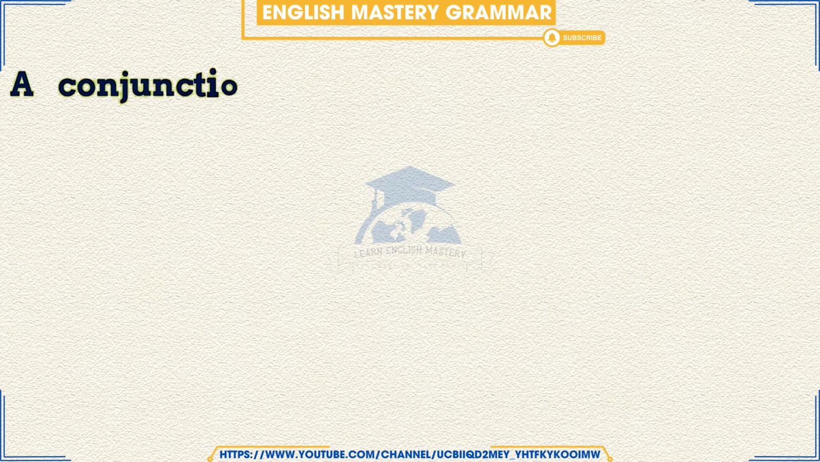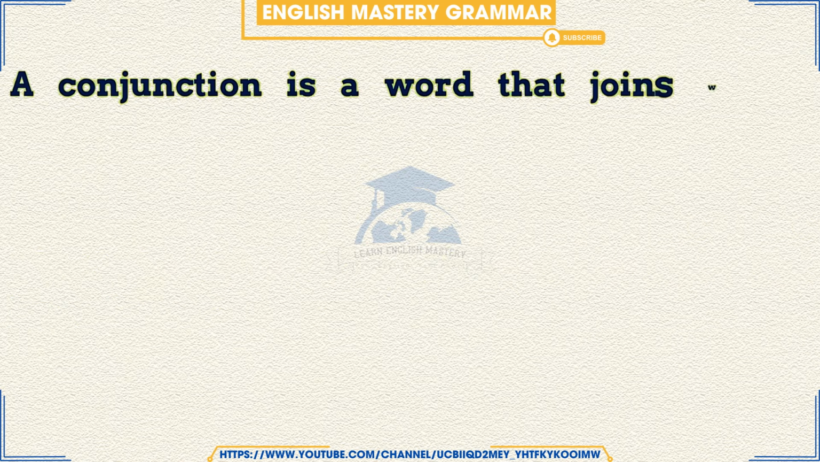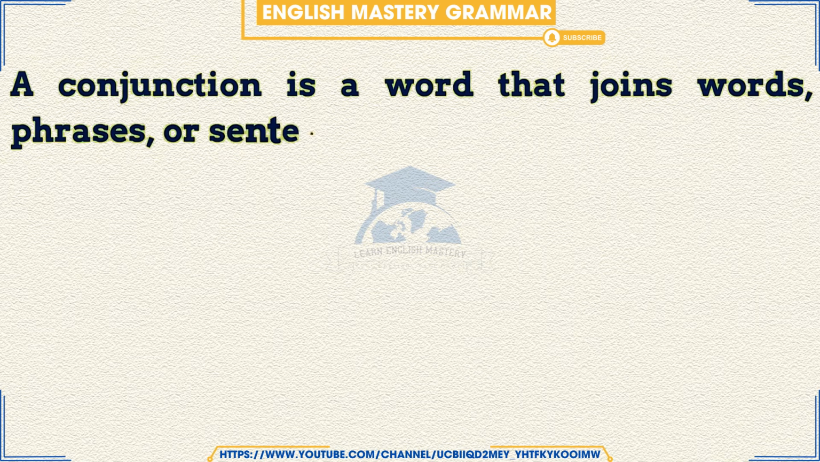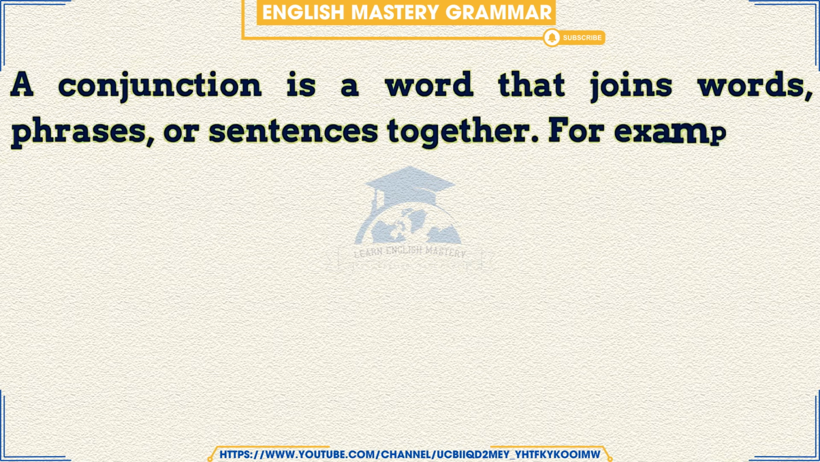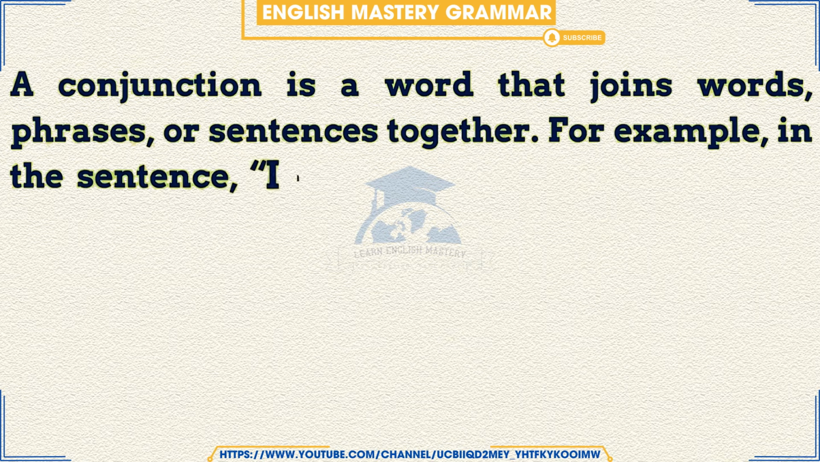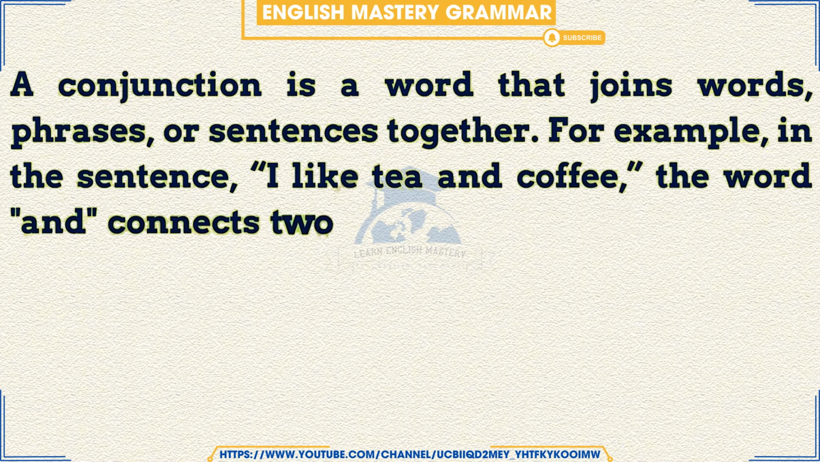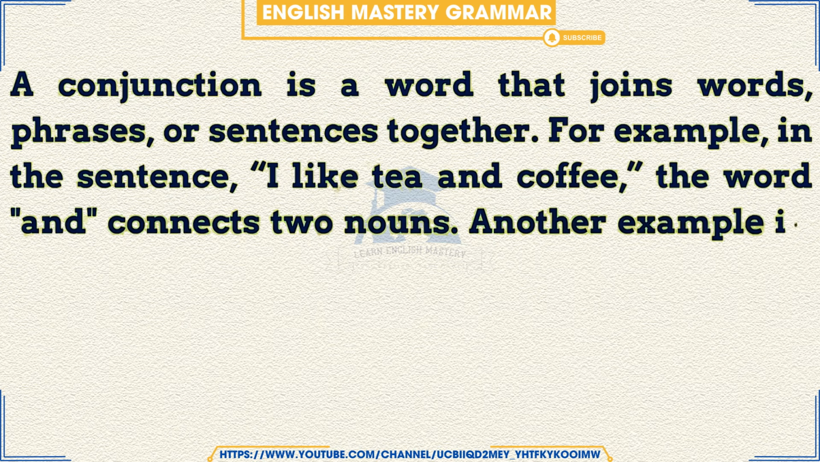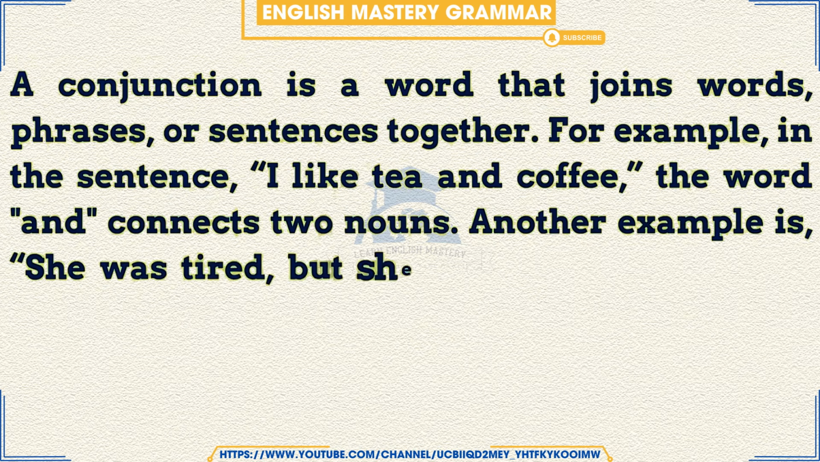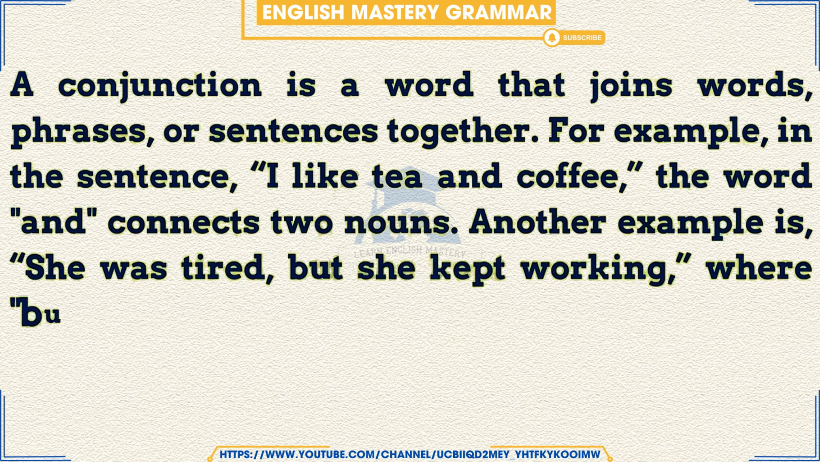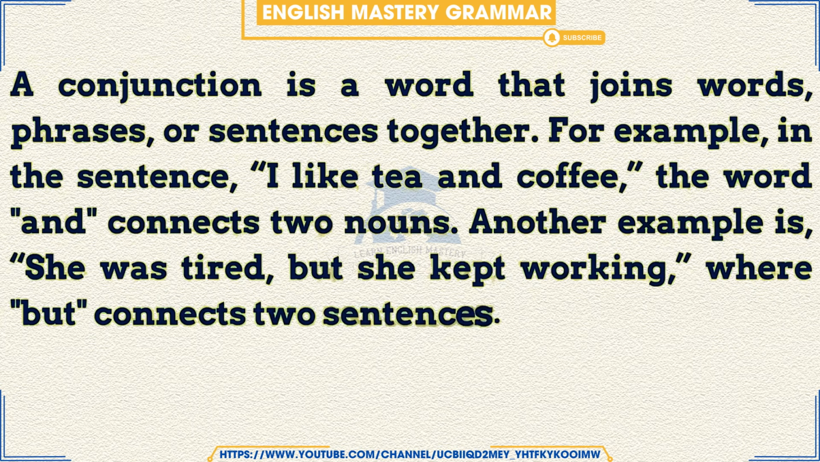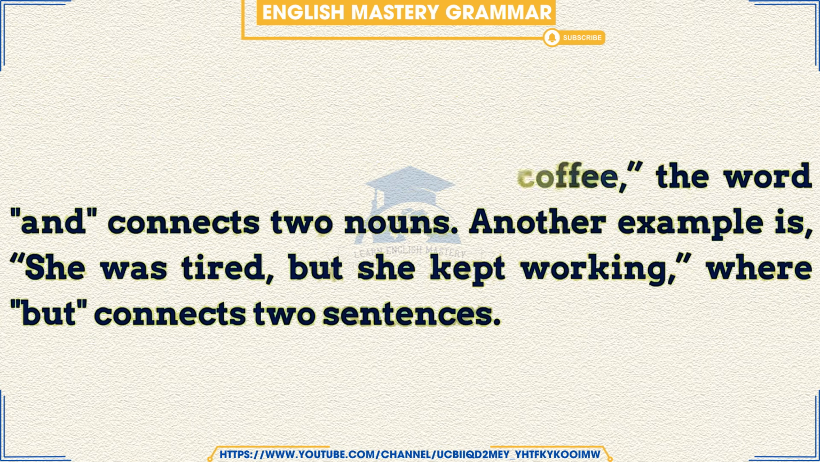A conjunction is a word that joins words, phrases, or sentences together. For example, in the sentence, I like tea and coffee, the word and connects two nouns. Another example is, she was tired, but she kept working, where but connects two sentences.